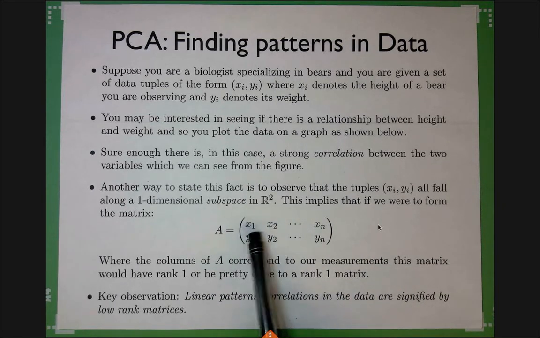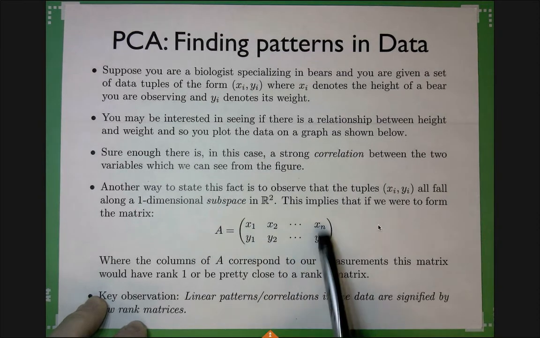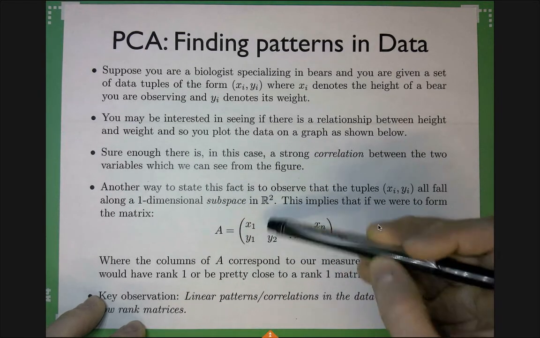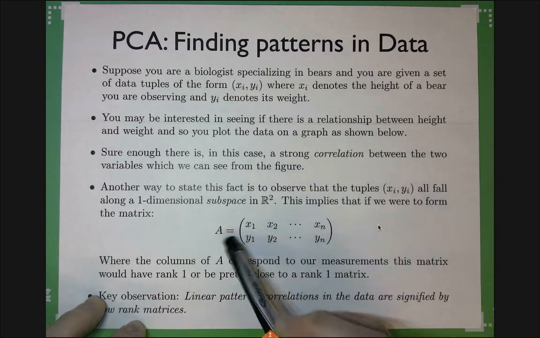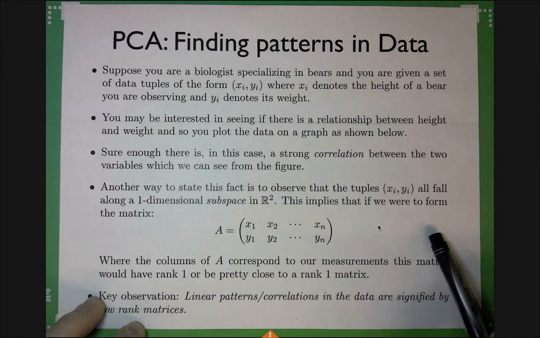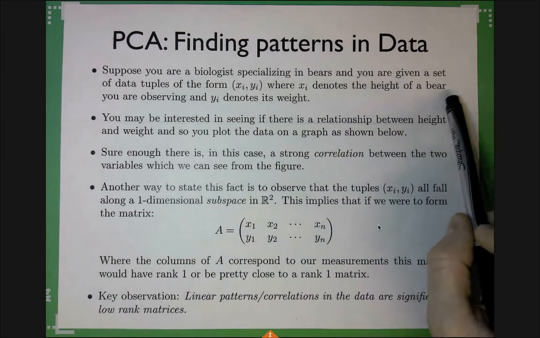In this case, if we form this data matrix like this, we put all the measurements in the columns. So here the X would be the weight and the Y would be the height of the bear. And so these are my measurements in the columns. And here is the number of data points, the number of bears I measured. Okay.